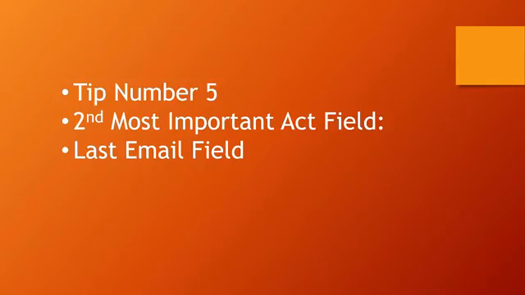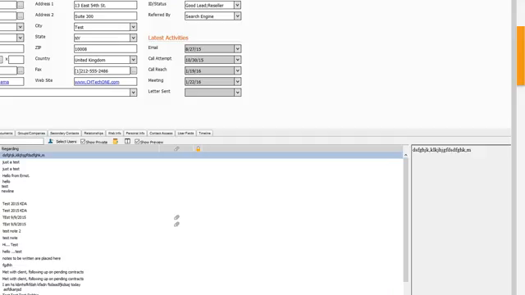The next tip, tip number 5, is I want to talk to you about the second most important ACT field. And in my opinion, that field is the last email field. As you'll see right here in the middle of the screen, there's a field underneath latest activities and it says email. What this does is it tracks the last time you sent an email out. Now, there are some minor exceptions to this, but having stated that, if you send an email from ACT, most of the time it's going to go out via Microsoft Outlook. Not all the time, but a lot of the time.